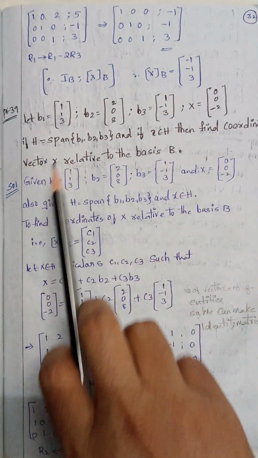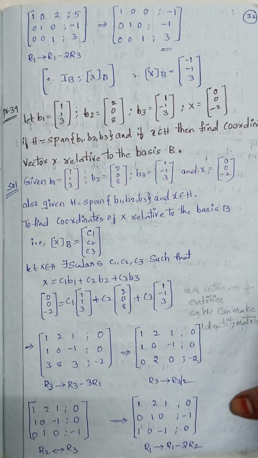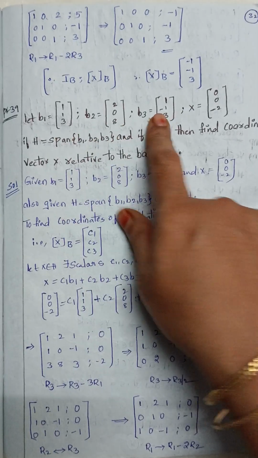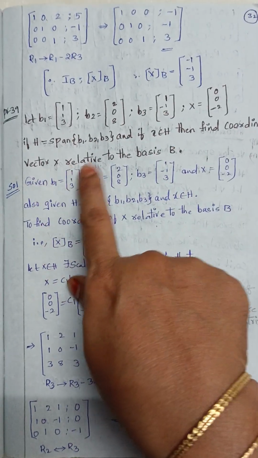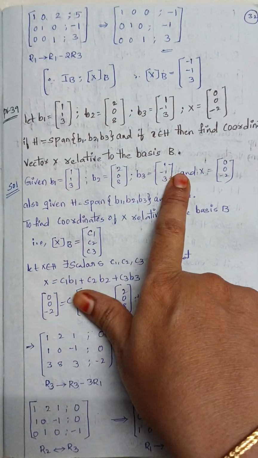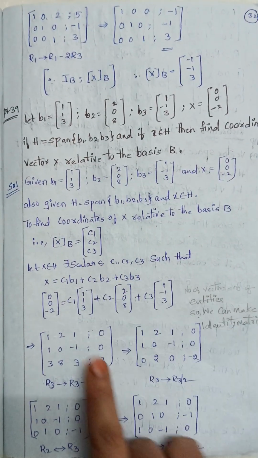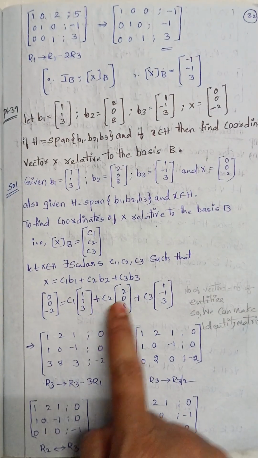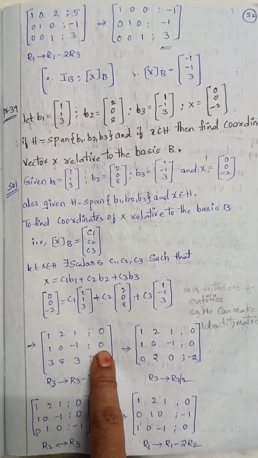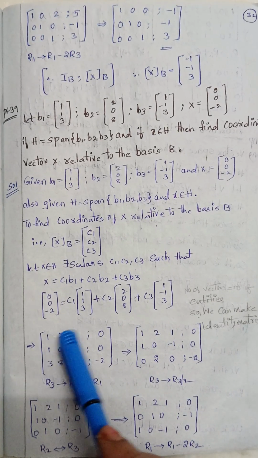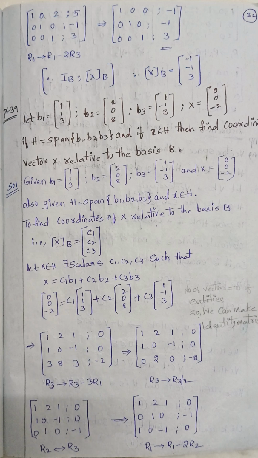Similarly, we can see this problem. 3 vectors are given here. X is given and H is spanned by these 3 vectors. Then find the coordinates of x relative to the basis B, in the sense x over B we need to find out. Here 3 vectors are given, means 3 scalars we should take, and take the linear combination as it is. Now make it as first column, second column, third column, here right side. Now we are converting this total in terms of 1 0 0, 0 1 0, 0 0 1, right?